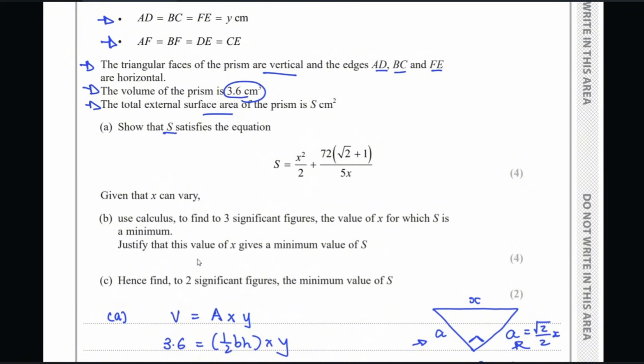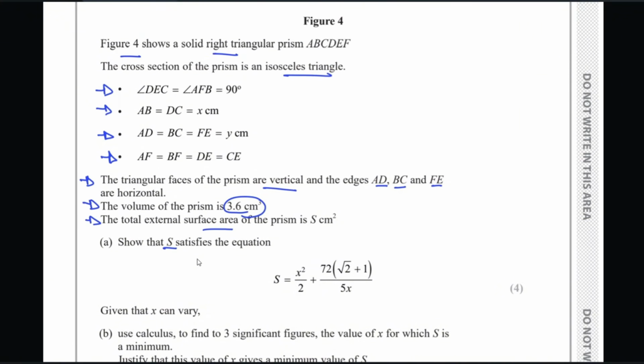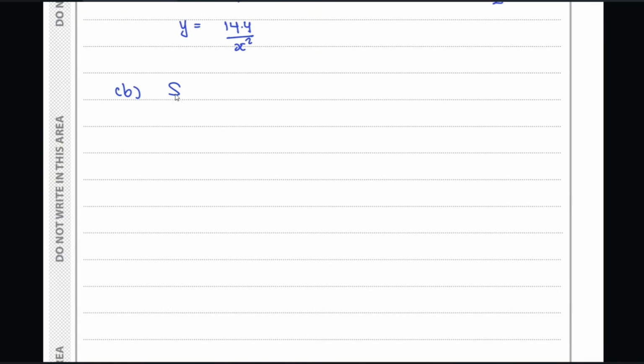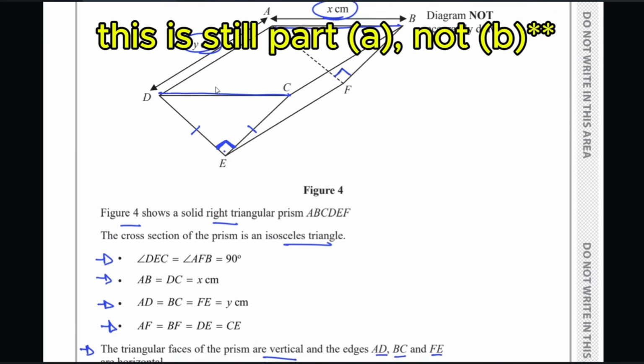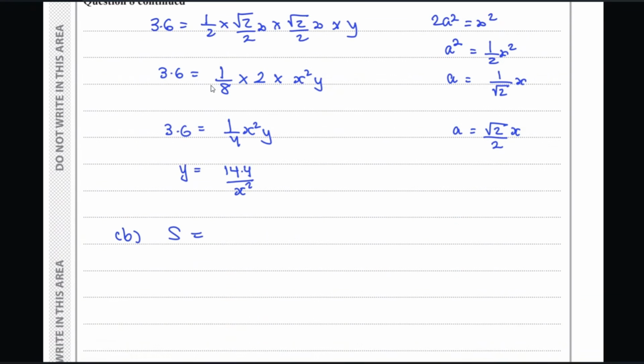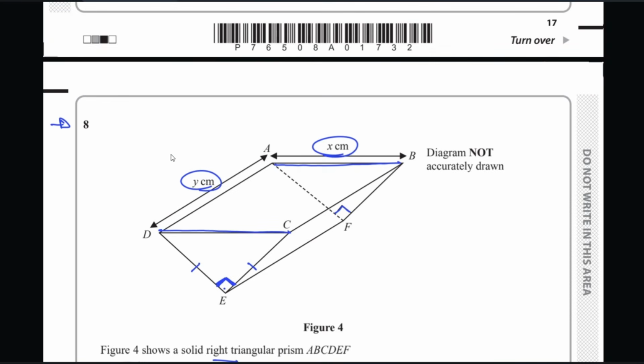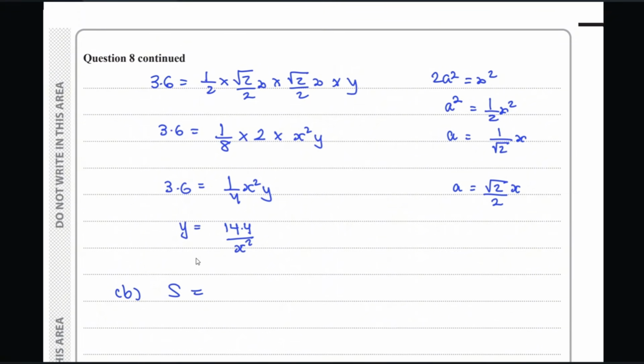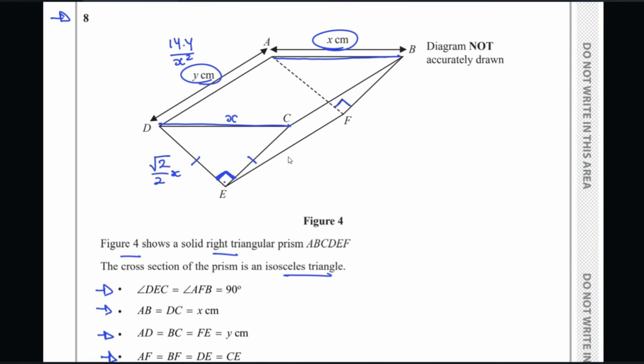Okay, now we can find the surface area of this prism. So let's write down the formula for the surface area. So how do we think about the surface area? We can think about it this way. Let me annotate the values of the sides here. The side AD, which is equal to y, can now be written as 14.4 over x squared. So this is 14.4 over x squared. DC is x. The side DE, we found it to be root 2 over 2 x. And CE is also root 2 over 2 x.